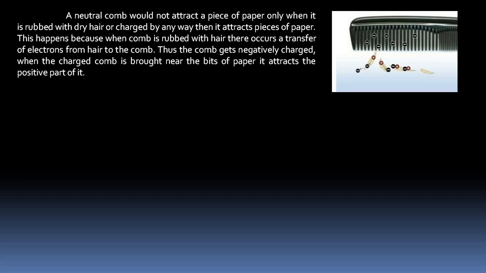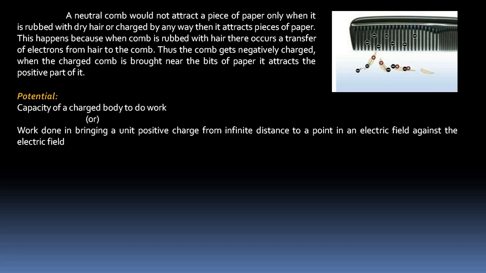A general example for potential: sportsmen do warm-up daily in the morning, going for jogging, stretching, and so on. With that workout, they have a capacity to play for hours. That is a general example of potential. Whatever work they do at the time of workout is stored in the form of potential, so those bodies have a capacity to do extra work. So potential is the capacity of a charged body to do work.